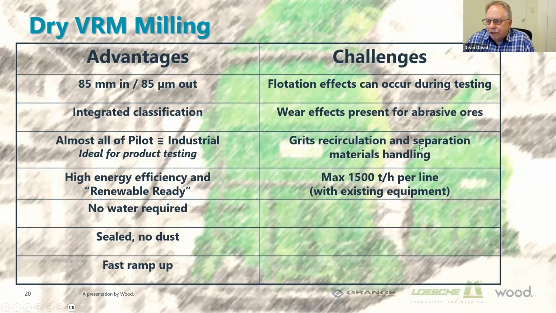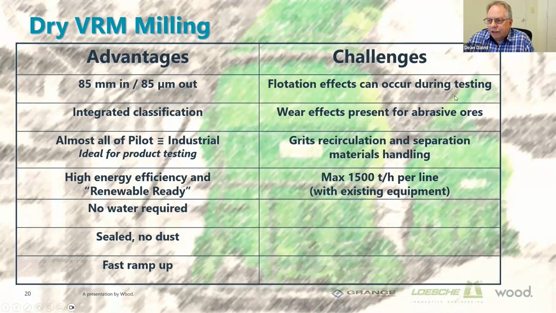You have to deal with the grits once you get them out and put them into a separation system. And that requires conveyors and mag separators and various other bits of gear that are now dry. And you have some size limitations at the moment of 1,500 tonnes an hour. In fact, for this particular circuit, it's about 900 to 1,000 tonnes an hour of South Down ore to be processed through a single large VRM.